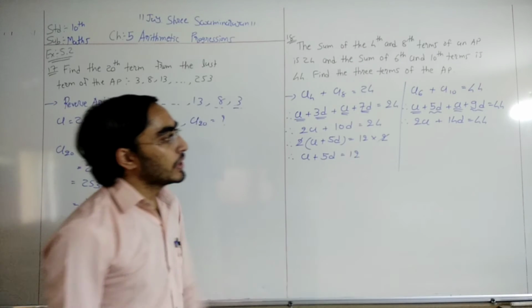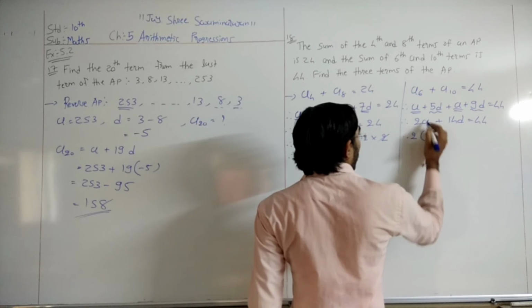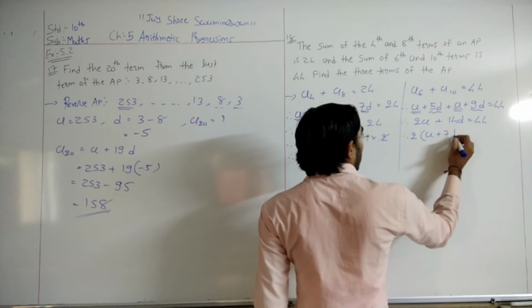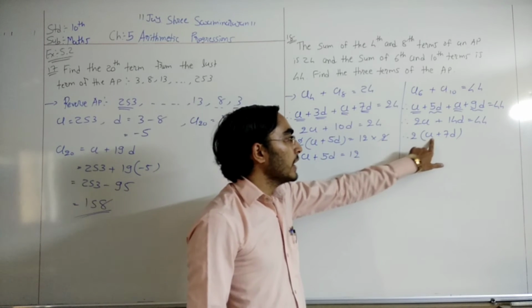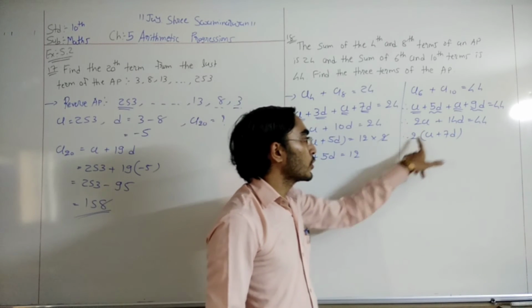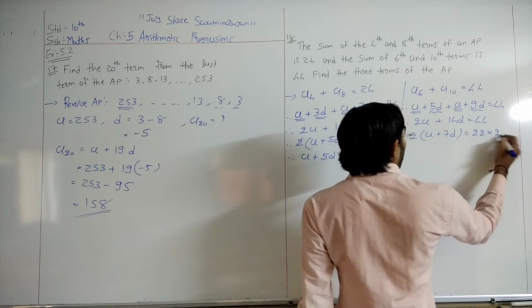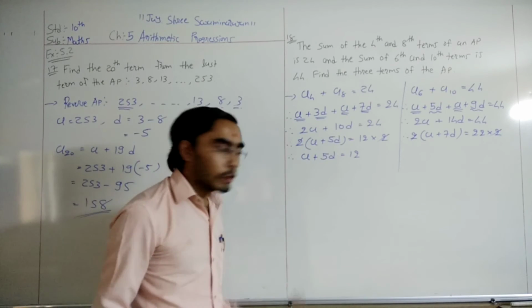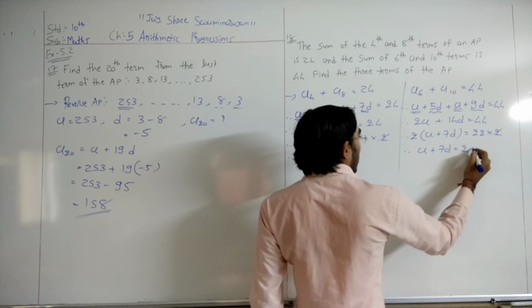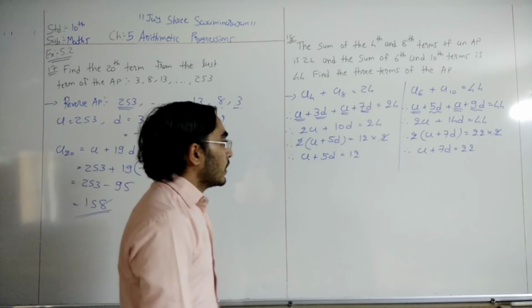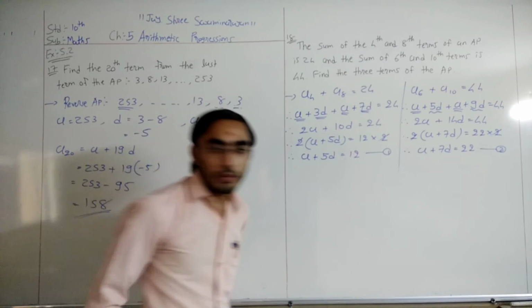Now in this equation too, we can take 2 as a common. So 2 common, A is remaining, here 14, that means 7 2s are 14, so 7D, and 44, that means 22 2s are 44, and 2 to cut from both the sides. So here A plus 7D is equal to 22. Okay, so now we have two equations, equation 1 and 2.